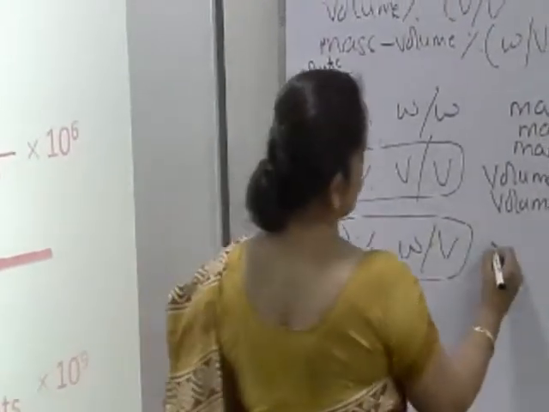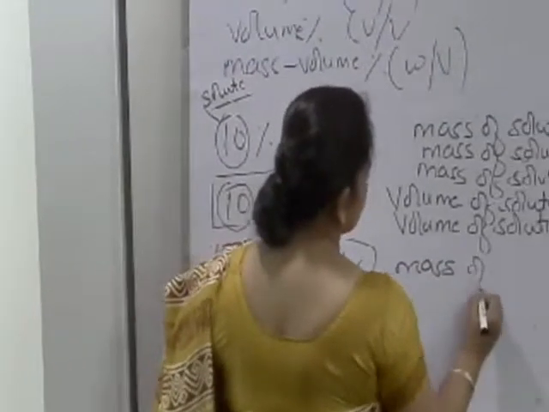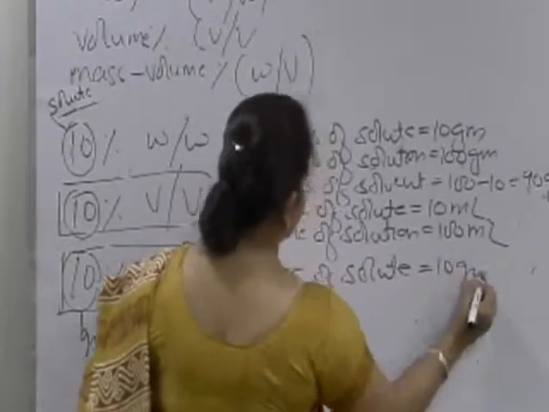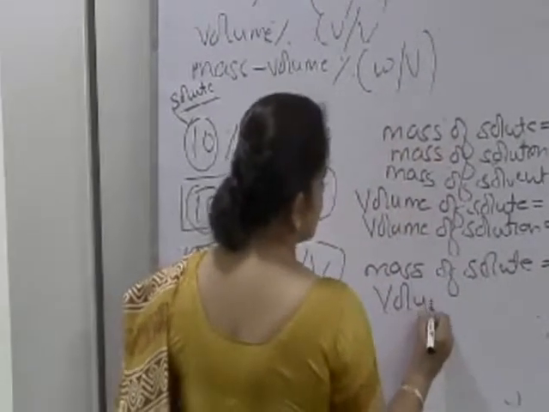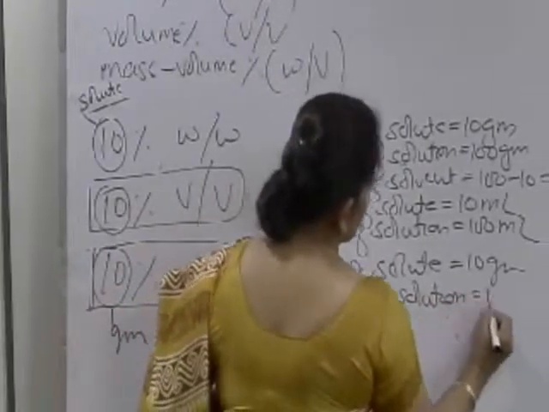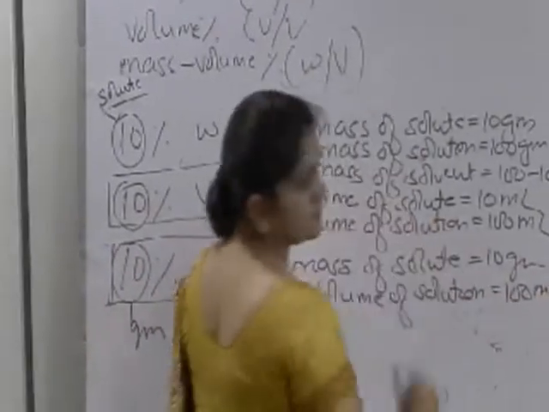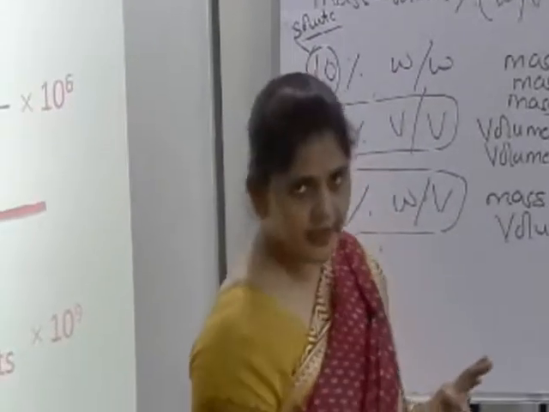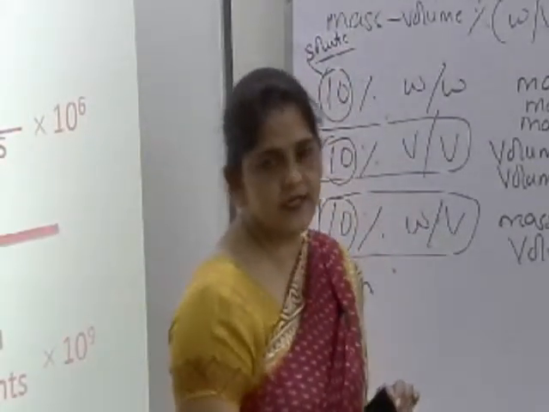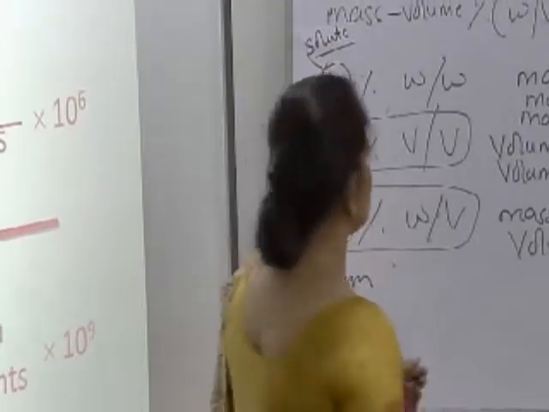So this can be interpreted as mass of solute is 10 gram, volume of solution is 100 ml. This is how you are going to interpret, and this is what it means, the three ways of representing the concentration by percentage.